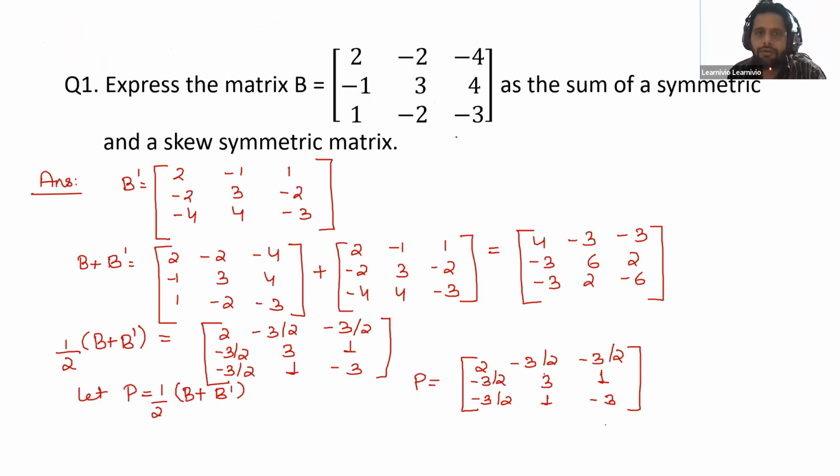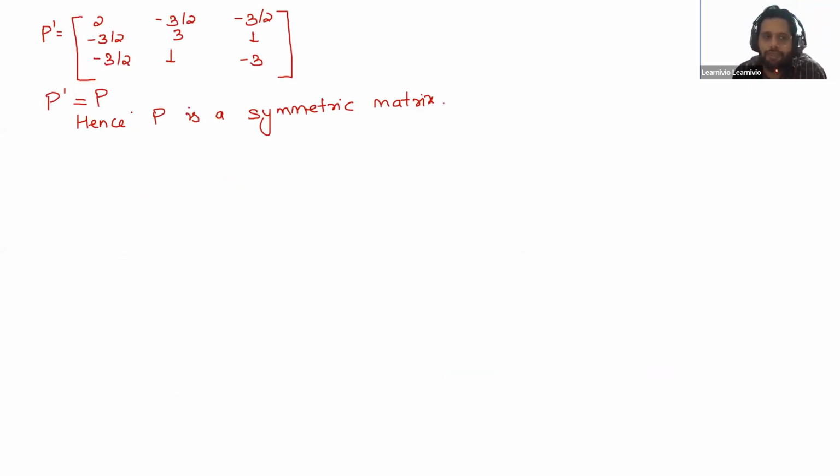We will again revise it. We will check from the beginning. We found the B transpose, then we found the B plus B transpose. We divided with 2. We already know from our previous theorem that this is a symmetric matrix, but we need to prove it. In exam, you need to prove this. So what you will do, you will take this as P and you will find the transpose of that. So you will get P transpose is equal to P. Okay, hence P is a symmetric matrix.